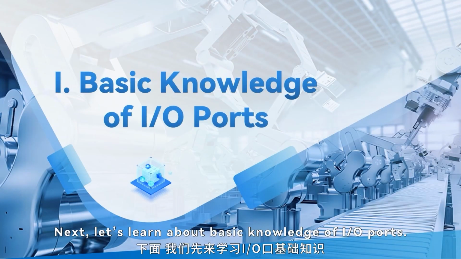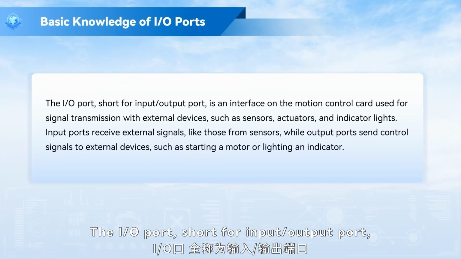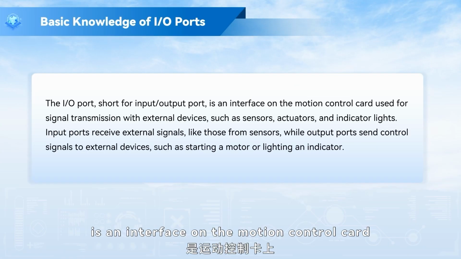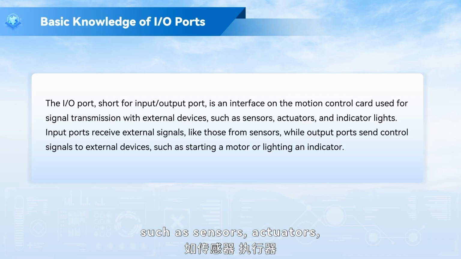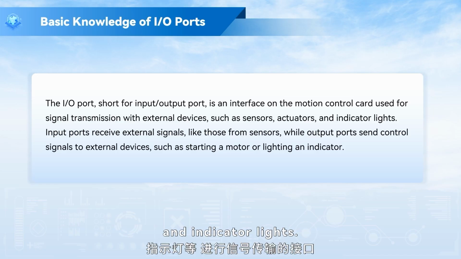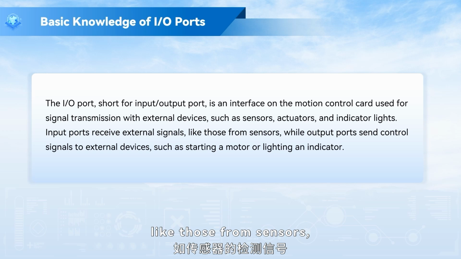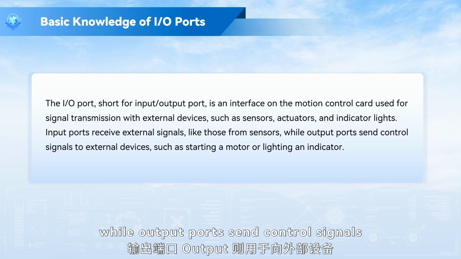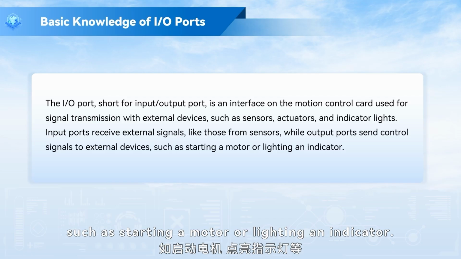Next, let's learn about basic knowledge of I/O ports. The I/O port, short for input-output port, is an interface on the motion control card used for signal transmission with external devices, such as sensors, actuators, and indicator lights. Input ports receive external signals, like those from sensors, while output ports send control signals to external devices, such as starting a motor or lighting an indicator.